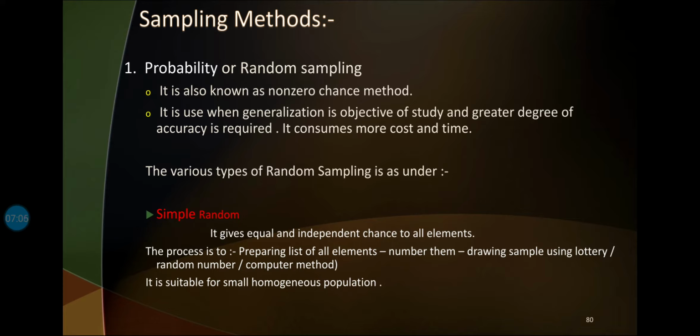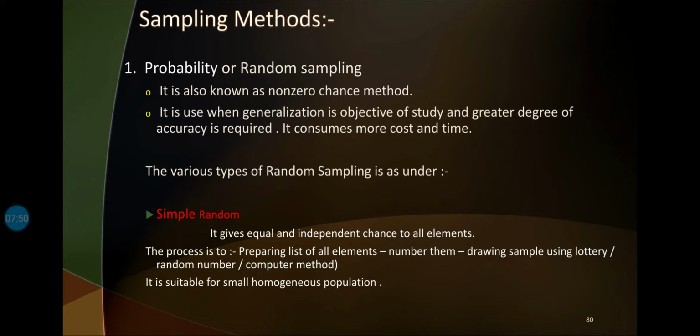Now the process is to prepare the list of elements. Elements are nothing but the things which will be included in the test. Prepare the list of all elements, number them, then draw the sample using a lottery. Maybe you want to check the intelligence level or understanding level of a particular class. So you will prepare the list of students, give numbers to them, and then randomly choose from the lottery. When you randomly choose, manually or by computer, you have done the simple random procedure. So rather than testing all the students in the class, you have considered only a random selection.